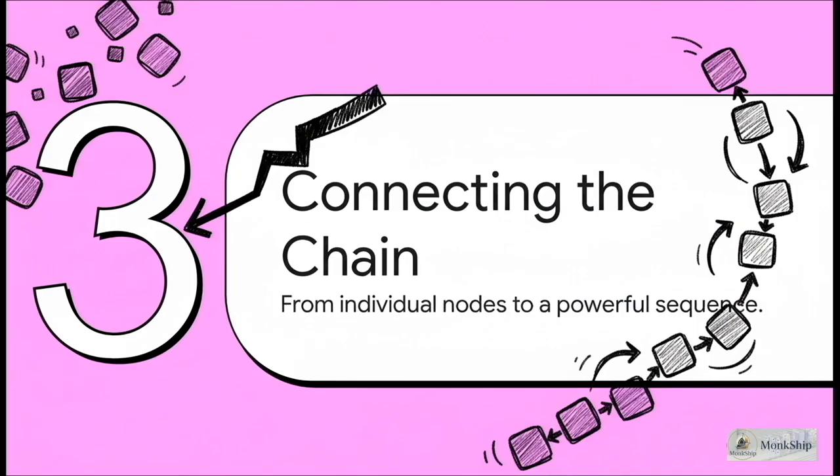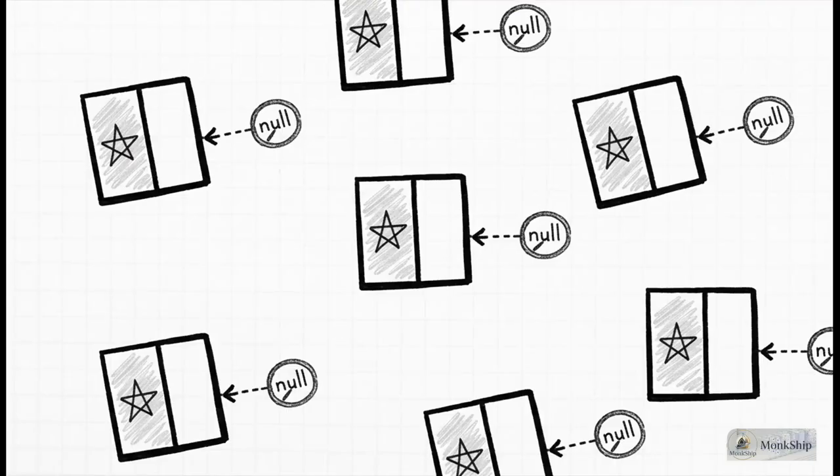Okay, so we've got our building blocks, but how do we get from just a random pile of nodes to a real, ordered, powerful chain? Let's do it. Just imagine we've made a few of these nodes. Right now, they're just floating around in your computer's memory. They have no idea about each other. Each one is holding its piece of data, but that special next pointer is empty. It's pointing to something we call null, which is really just a fancy word for a dead end.